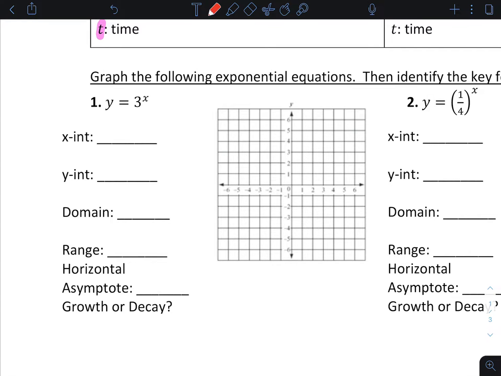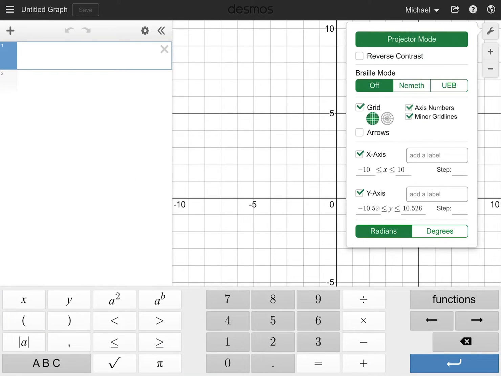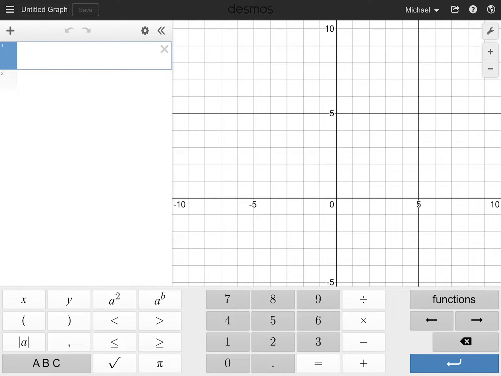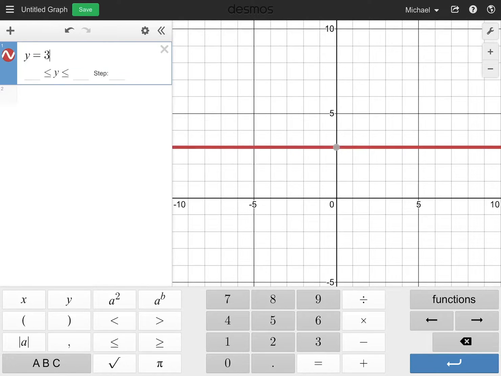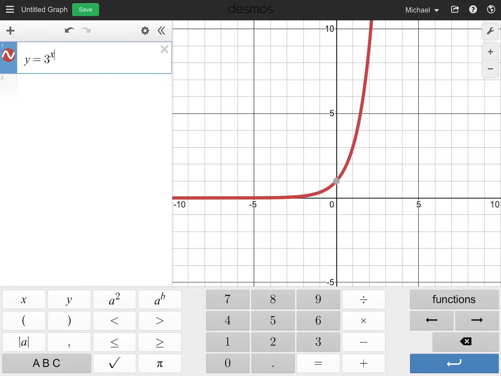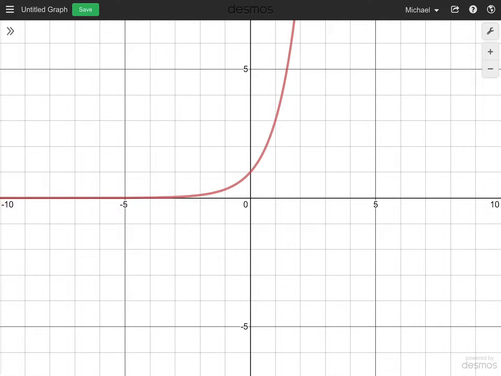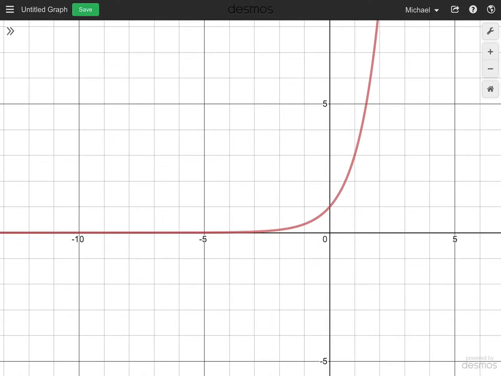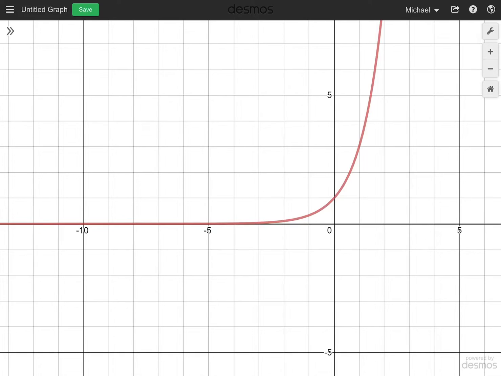y equals 3 to the x. Now, I'll show you how it looks on Desmos. So y equals 3 to the x. Let me get my keypad out real quick. All right, sweet. So notice with this equation here, I have a y-intercept of (0, 1). Again, y-intercept at (0, 1). And let's go ahead and find the x-intercept.